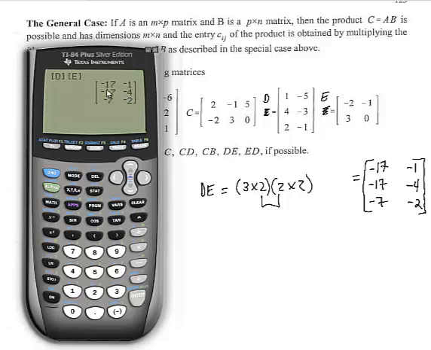Okay, this matches, or I didn't make any mistakes. This matches the matrix that I got. Okay, negative 17, negative 17, negative 7 in the first column. All the numbers match, so I'm glad I did that right. Now we can go through and calculate all of the other products.